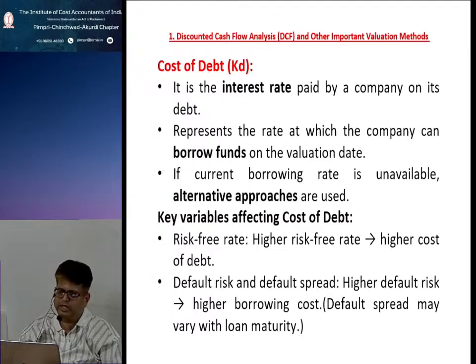If the current borrowing rate is unavailable, there are certain alternative approaches that can be used, and these approaches are by way of practice. So the key variables affecting cost of debt are, one, the risk-free rate. A higher risk-free rate tends to lead to a higher cost of debt. The default risk and default spread: higher default risk represents higher borrowing costs, and default spread may vary with the loan maturity.